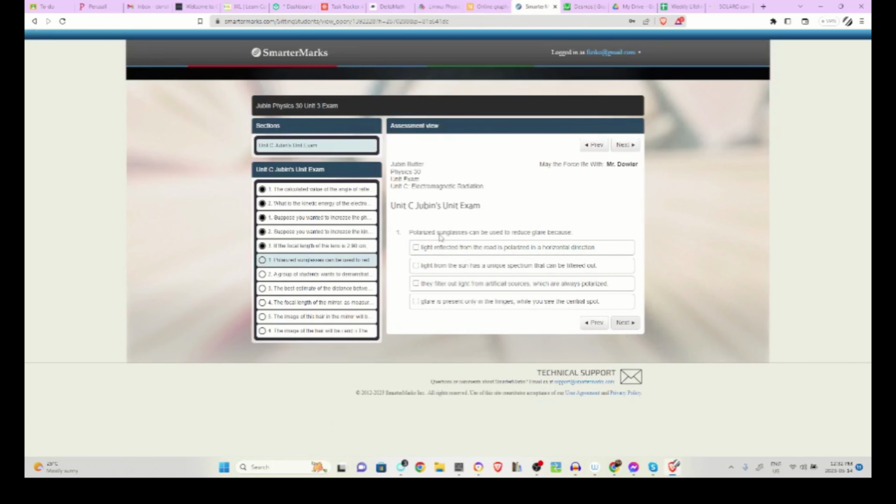Multiple choice. Polarized sunglasses can be used to reduce glare. Well, light is reflected from the road and is polarized in a horizontal direction. Well, not necessarily. Sunglasses help whether there's roads in sight or not. Light from the sun has a unique spectrum that can be filtered out. Well, it's true that it has a unique spectrum, but we don't filter that with polarized lenses.